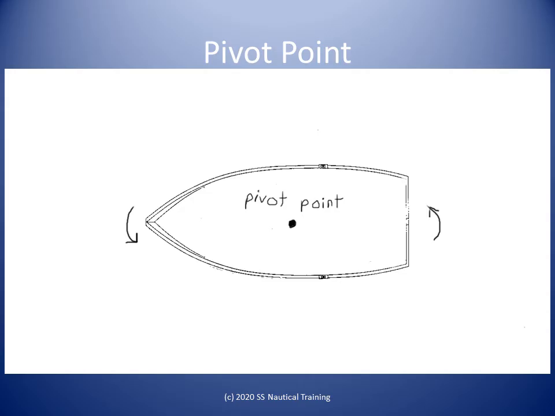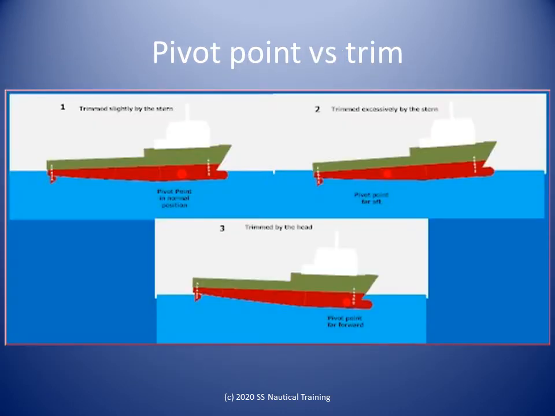When it is turning, the boat will rotate about its pivot point. The pivot point is different depending on if the vessel is moving ahead or astern. The pivot is different depending on the trim of the vessel. Draft is the amount of the boat that is under the water.